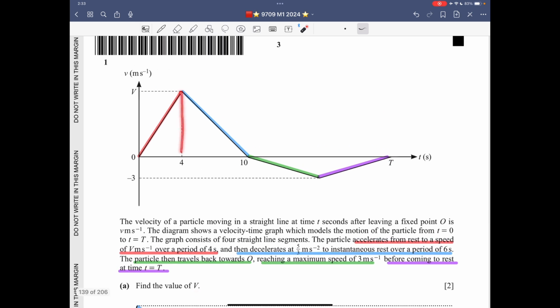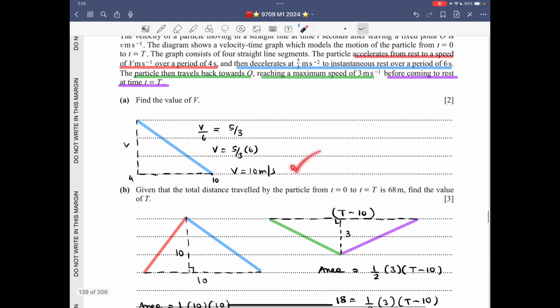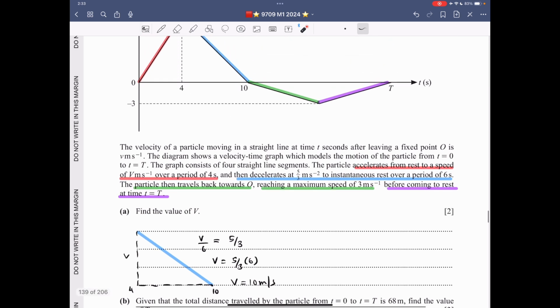So now we are using this blue triangle to find the value of v. Change in velocity over change in time is the magnitude of this deceleration. V comes out to be 10. Some people prefer to use coordinate geometry, take care of the negative sign as minus 5 over 3. That is also perfect. Given that the total distance traveled is 68 meters, find the value of t.